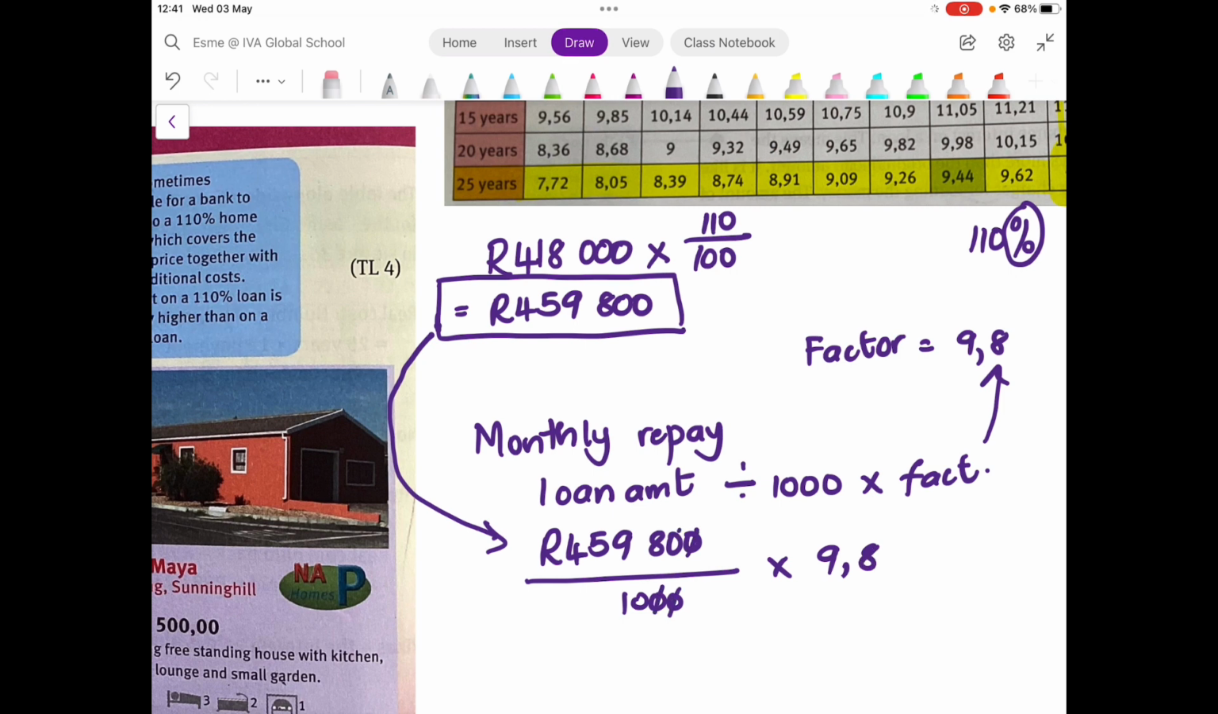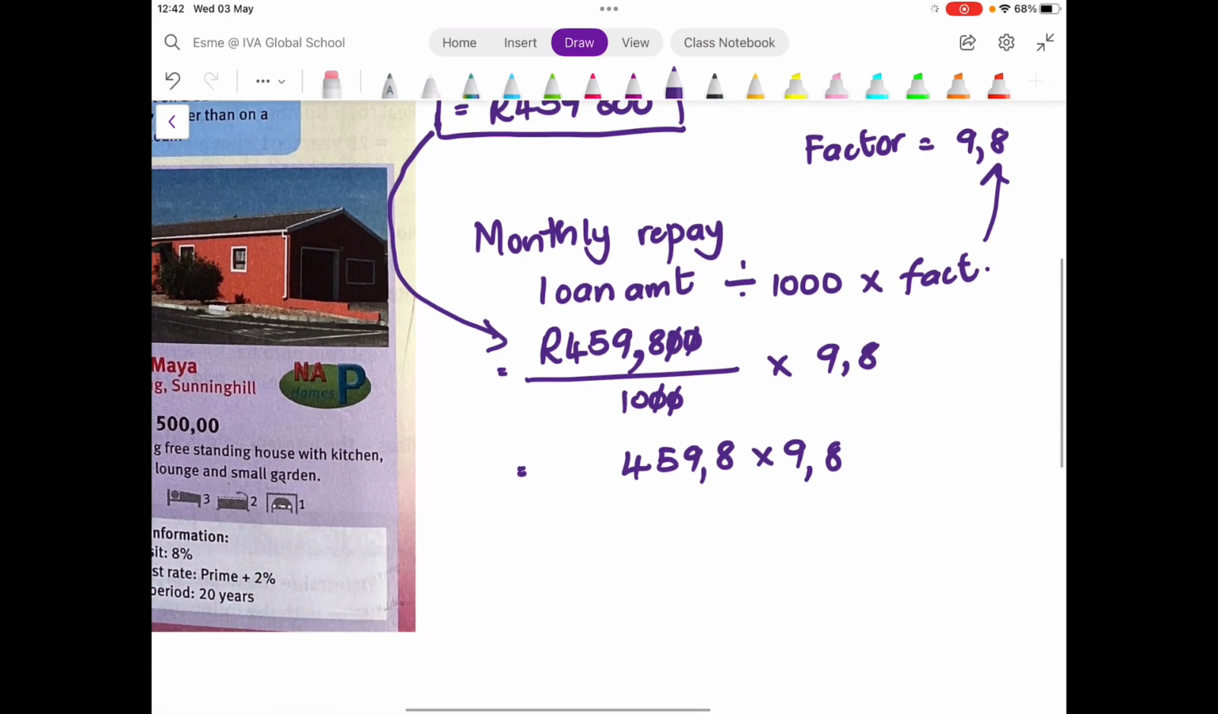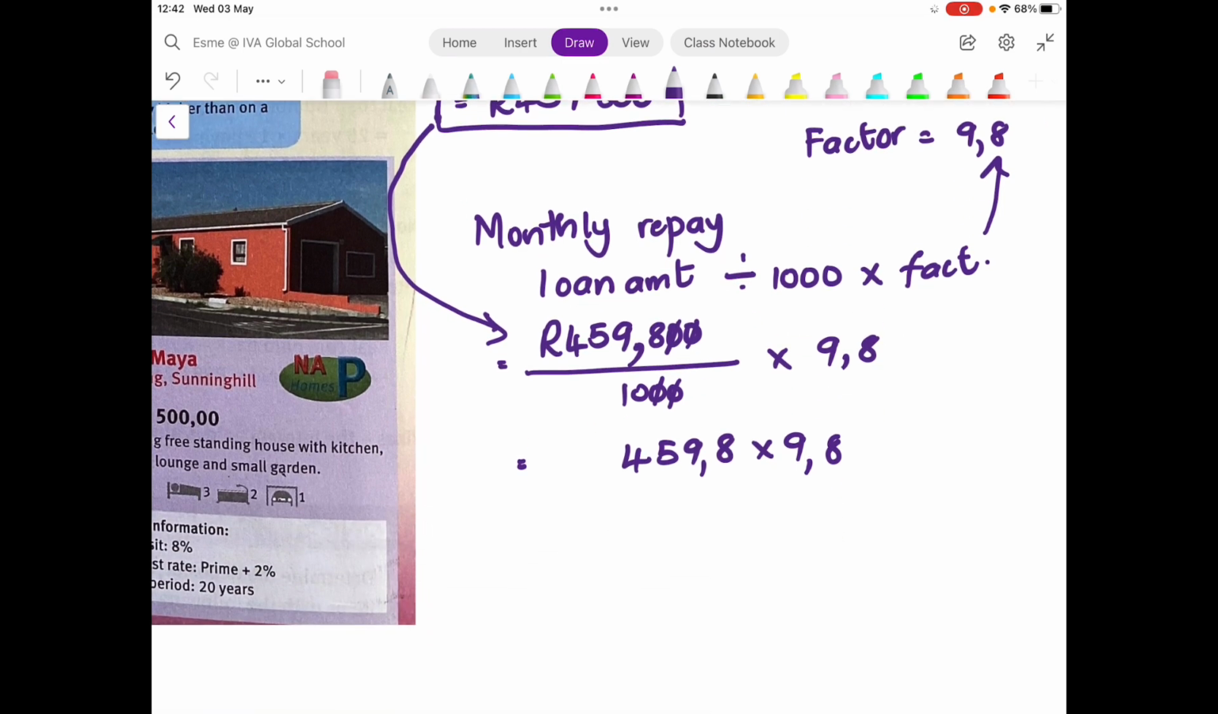I'm going to show you quickly. 1, 2, 1, 2, and then a third. So that is going to be 459. So 459,8 multiplied by 9,8, and that would equal 4,506,04, and that, remember, was the monthly repayment.